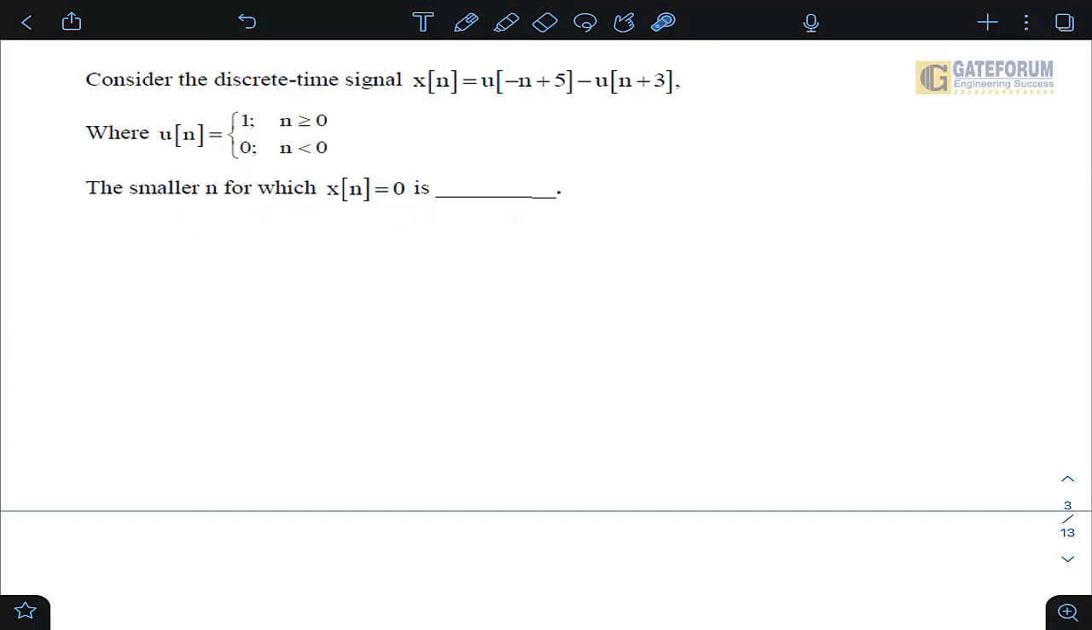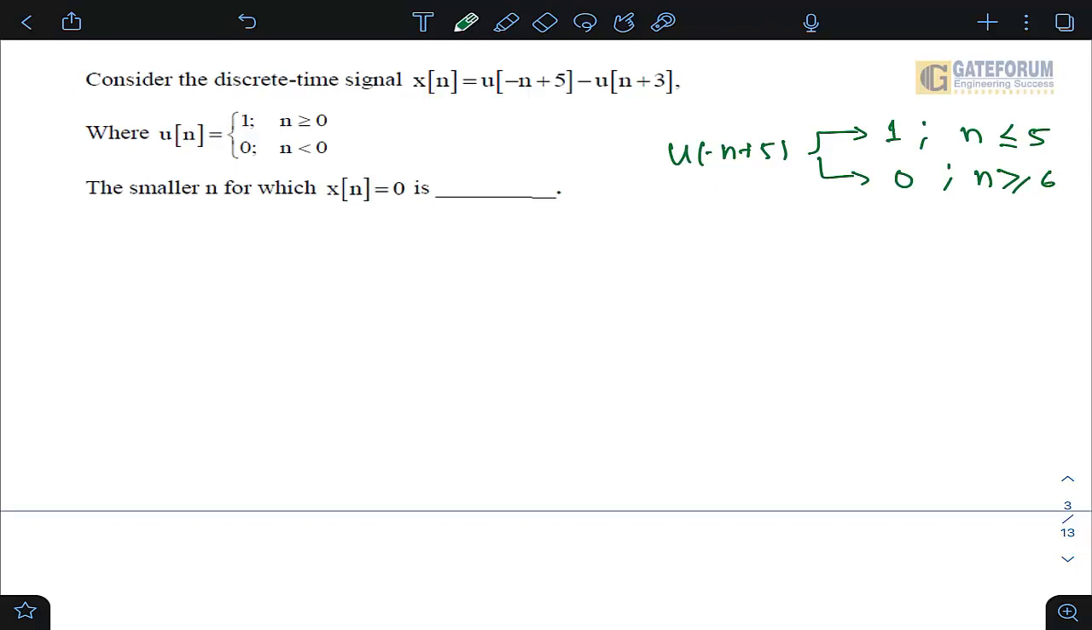Basically we have to draw the waveform and tell for what value of n x of n is 0, what is that minimum value of n. So how will u of minus n plus 5 look? Let me write here u of minus n plus 5. This will exist as 1 for n less than or equal to 5, and it is 0 for n greater than or equal to 6, that is, n greater than 5.